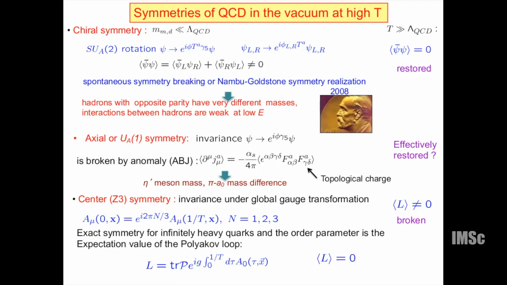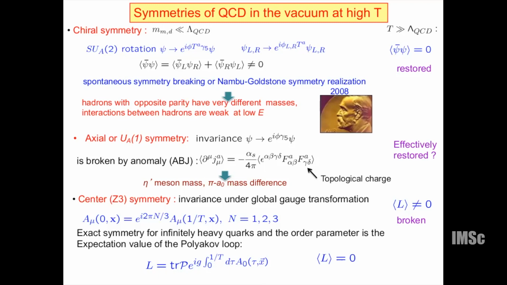But the ground state is not, because if you calculate the chiral condensate, psi-bar psi, of course that mixes the left and right. And if this chiral condensate is non-zero, and it happens to be in QCD, then it means that this chiral symmetry is broken. So it's broken spontaneously, so that we have a Nambu-Goldstone realization of the chiral symmetry. And that, of course, has important consequences. In particular, hadrons with opposite parity have very different masses.